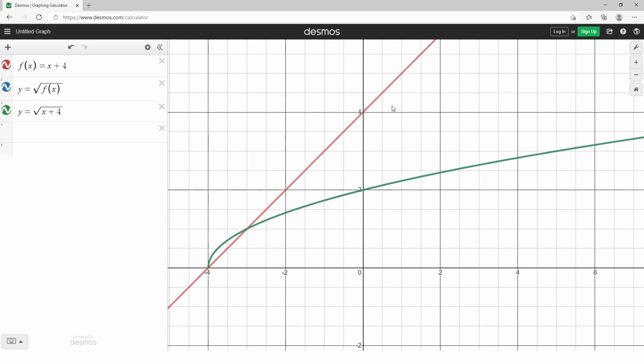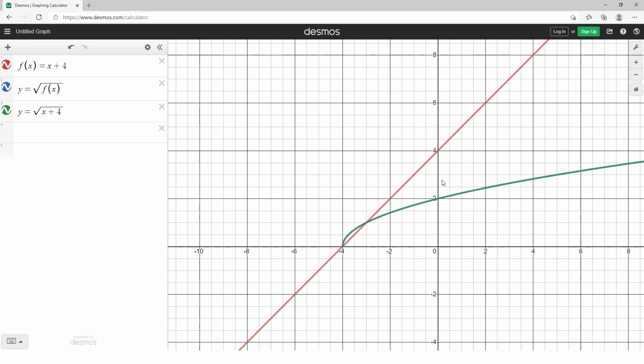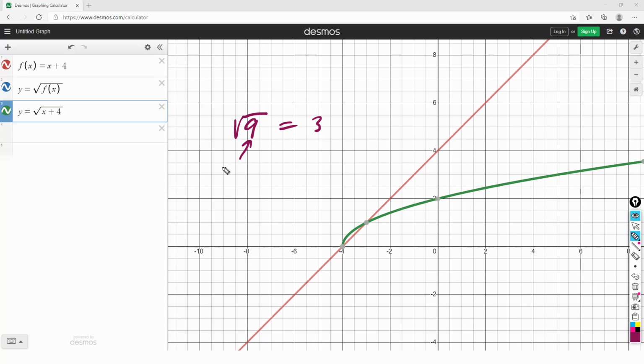Now, is the red graph always above the green graph? No, that's not the case. It usually is. However, the square root function actually surpasses the red graph when we're dealing with numbers between 0 and 1. So consider the square root of 9. When you look at the inside x value, generally when you take the square root of it, it becomes smaller. So the square root of 9 gets crushed down.